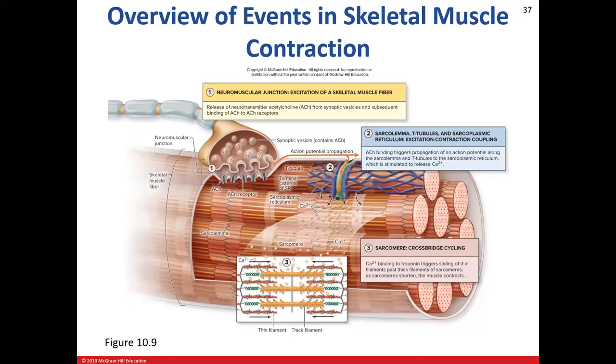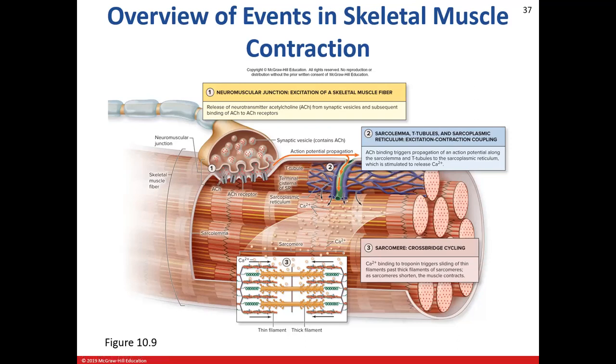This graphic here kind of gives us an overview of the three major steps involved with skeletal muscle contraction. Step one is that we basically have excitation of the skeletal muscle fiber, meaning that we're receiving a signal down the neuron from the nervous system that helps to stimulate the process within the muscle. Our second step then involves the sarcolemma, the T tubules, and the sarcoplasmic reticulum as we get into what we call excitation contraction coupling. And that's going to stimulate the action potential down the muscle cell and down the sarcolemma deep into the muscle cell itself.